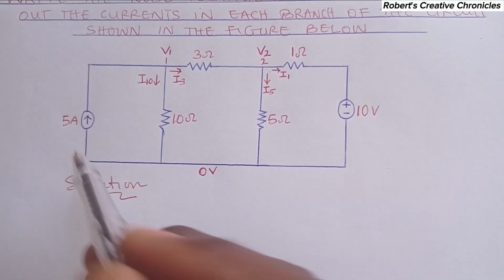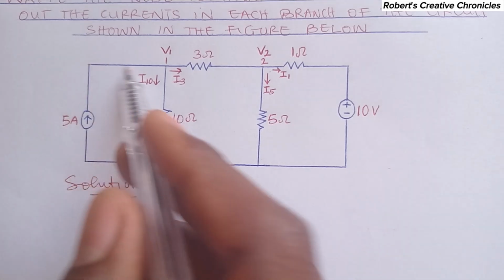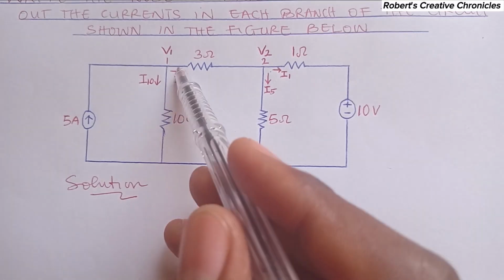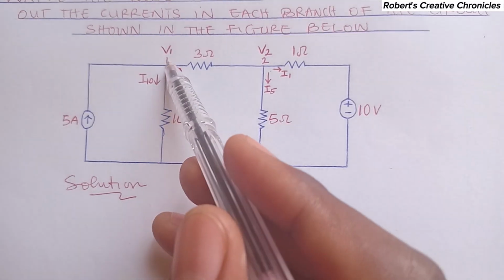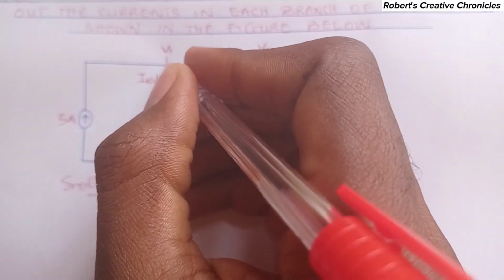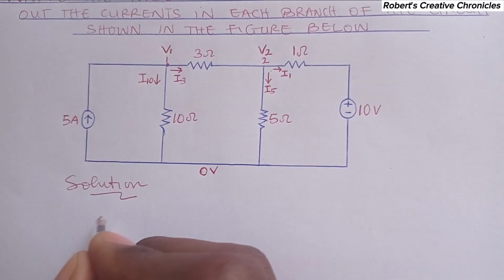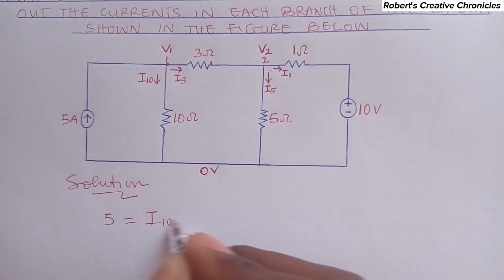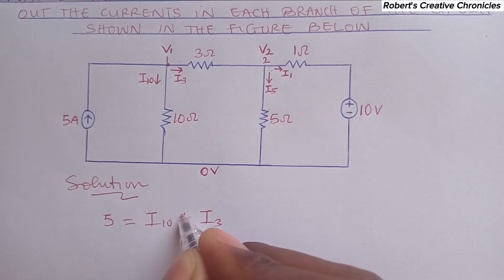KCL: the algebraic sum of incoming currents that enter a node is equal to the algebraic sum of outgoing currents that leave that node. So this node, the current that enters is 5. 5 is equal to I10 plus I3.